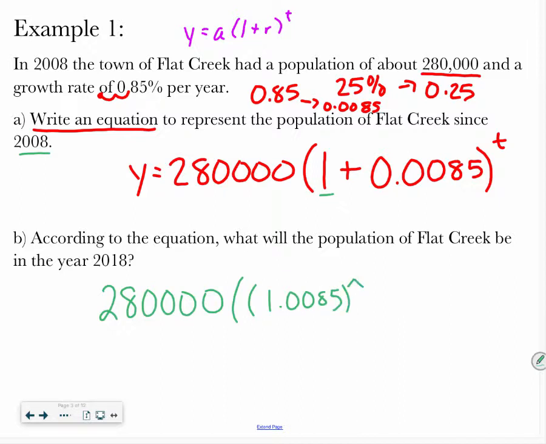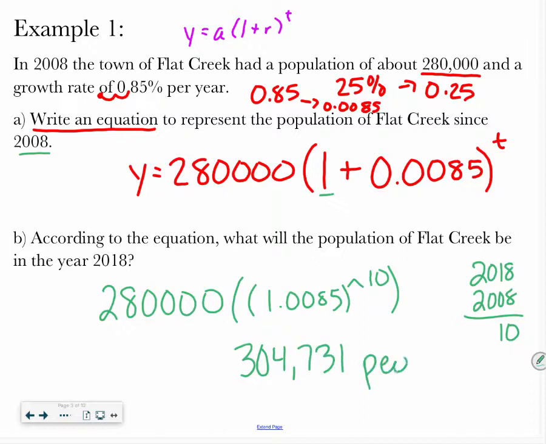And then I'm going to use the caret key. After I hit the caret key, I am going to put 10 in for my power. So I do 2018 minus 2008, and I get 10. Then once I've typed it into my calculator like that, I should get 304,731 people. Remember, if you ever get a decimal, when you have a problem talking about population, you need to round to the nearest person.